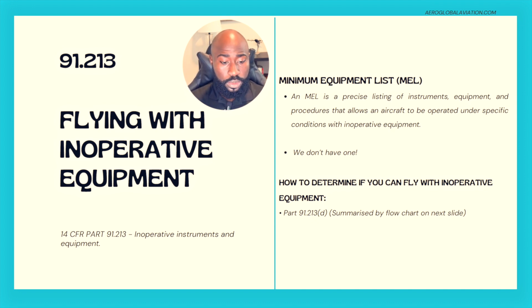And then the next thing we'll talk about is how to determine if you can fly with inoperative equipment, because the only thing that can really tell you if you can fly with inoperative equipment is a MEL, but we do not have one. So we need a process to determine how we can fly with inoperative equipment. On the next slide, this is what I'm going to be talking about. This is going to be covered in 91.213(d), which I will show you on the chart here.